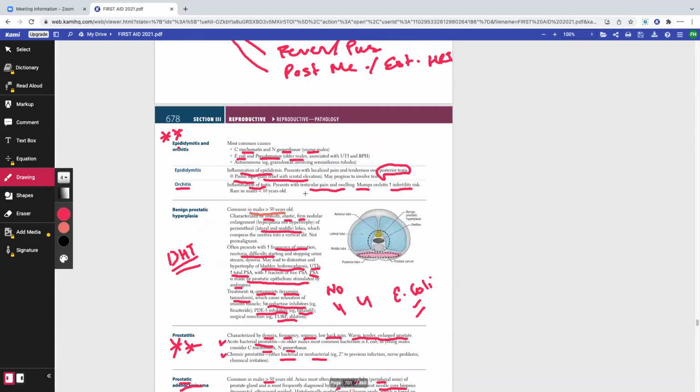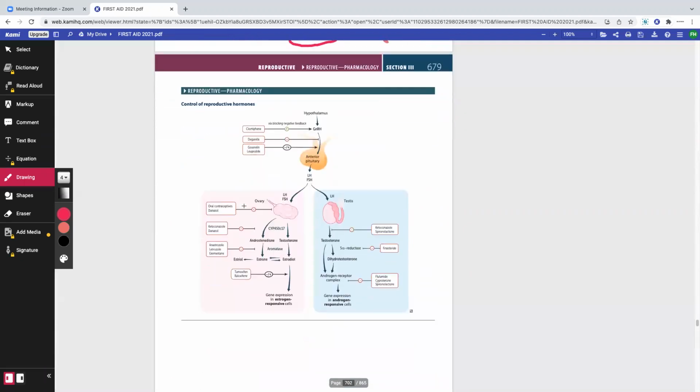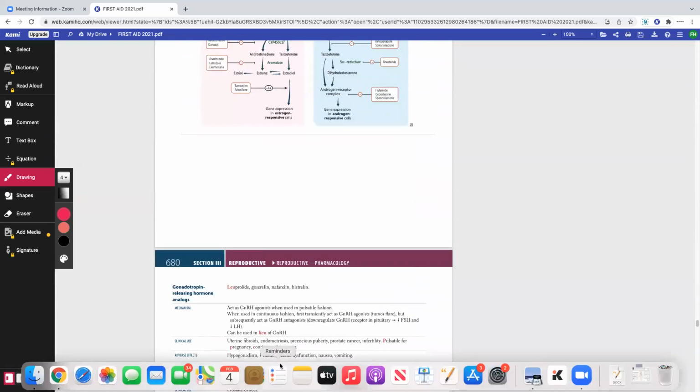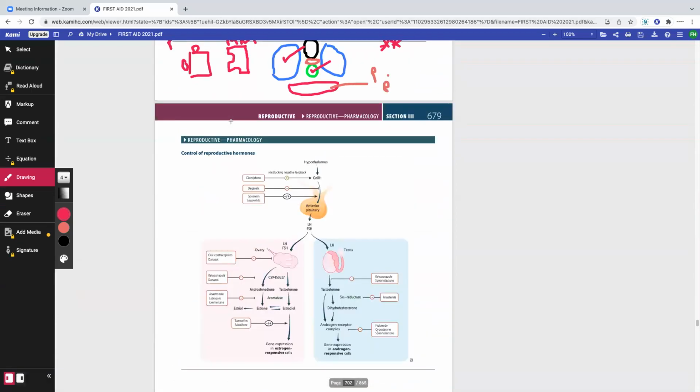So I'm going to give you exactly 2 minutes to read this page, and then I'm going to move on to reproductive pharmacology. Okay, so 2 minutes on the clock. Please read this page. Can you repeat the last part?